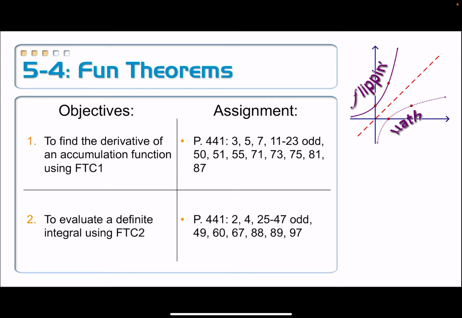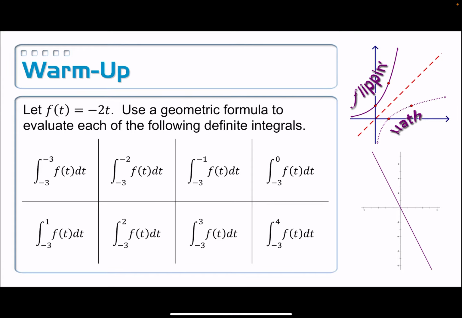You're going to see that after we learn about these fundamental theorems of calculus, it's going to really speed up that process and make it, I'm going to say, relatively pain-free. So we have two objectives. First one, find the derivative of something called an accumulation function using FTC1. That means the first fundamental theorem of calculus. And then we also want to evaluate a definite integral using the second fundamental theorem of calculus, FTC2. That's the one that's going to really help us with those limits of Riemann sums, the definite integral part of this.